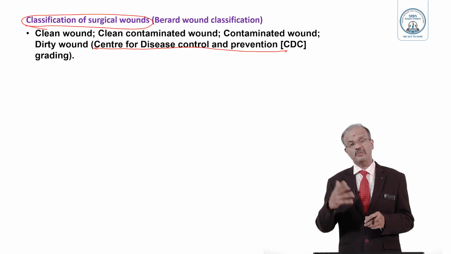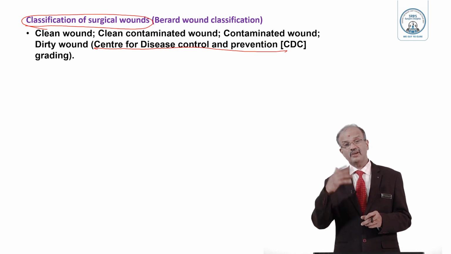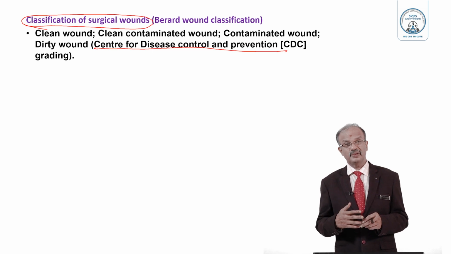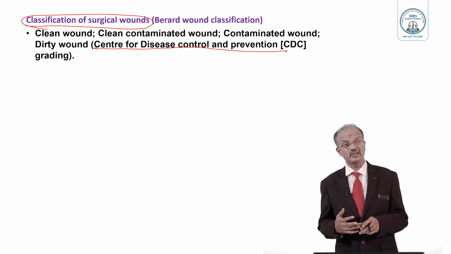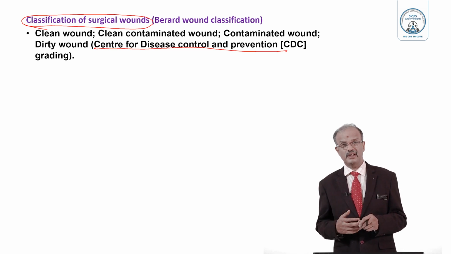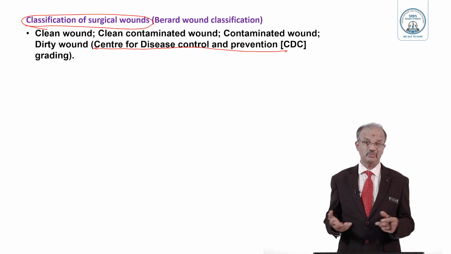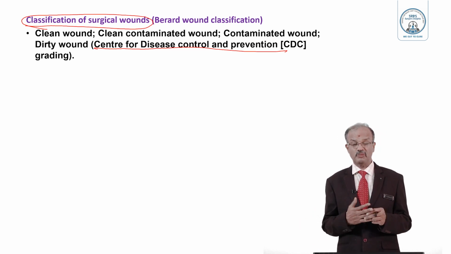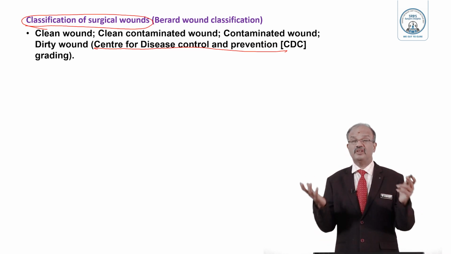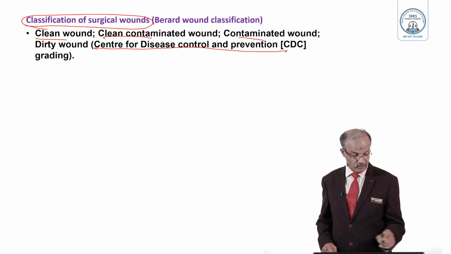Clean contaminated may be an appendectomy without perforation. Thyroidectomy is a clean wound. Hernia is a clean wound. Contaminated wound is just suppurative appendicitis. Whereas a dirty wound is full-fledged peritonitis. Empyema is a dirty wound with pus formation, or infected large necrotizing fasciitis. Abscess is a dirty wound. So like that it is classified: clean, contaminated wound, dirty wound.